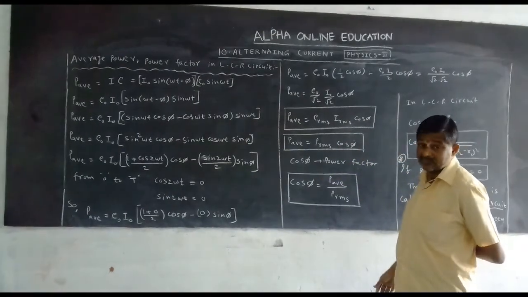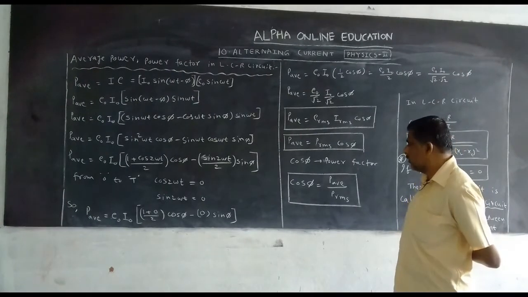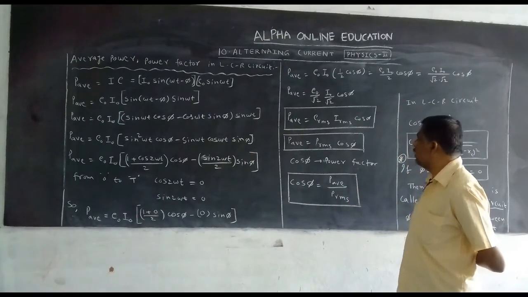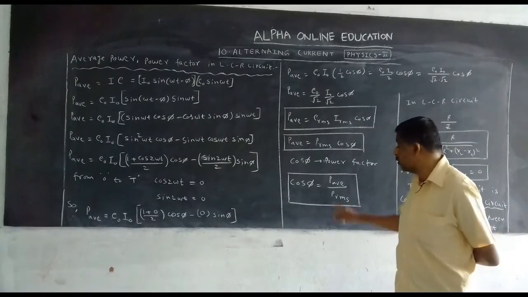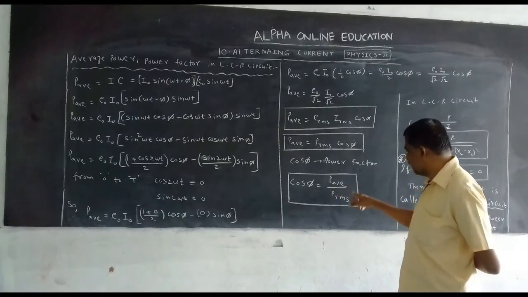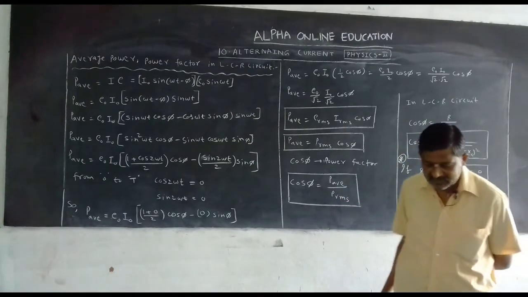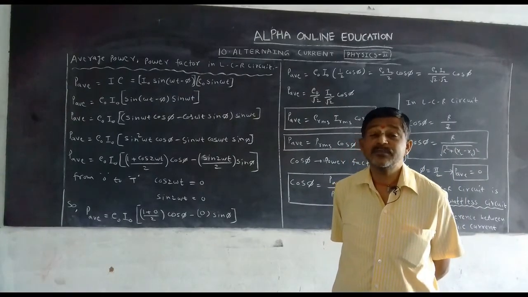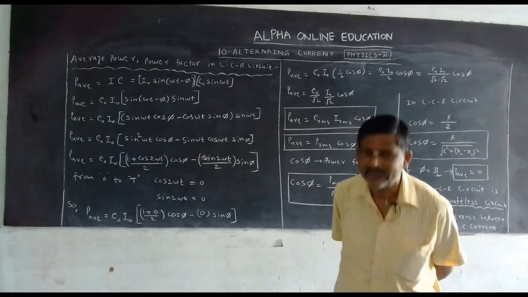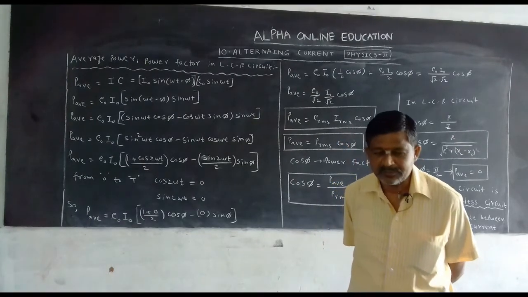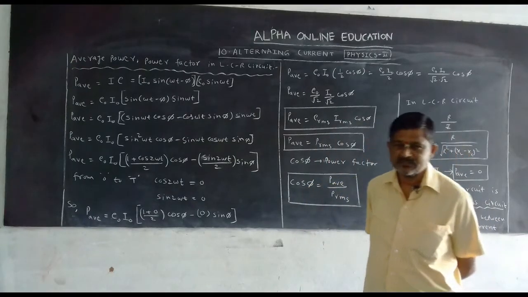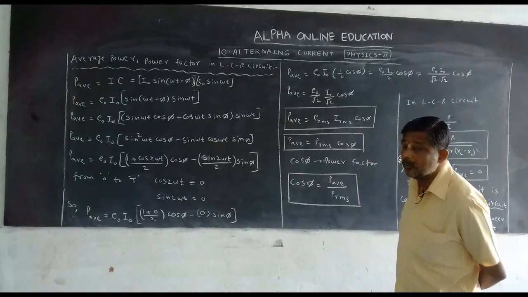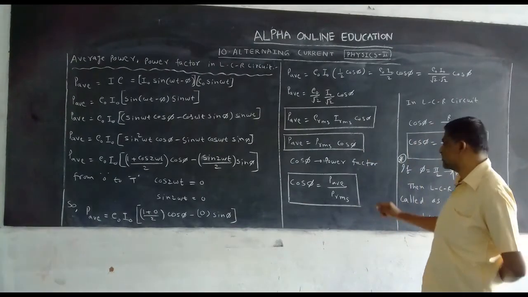Now define power factor. This is one question. What is the definition of power factor? The ratio between average power to RMS power. In the numerator we take average power, in the denominator RMS power. The ratio between average power and RMS power in the LCR circuit is called power factor, denoted by cos phi.